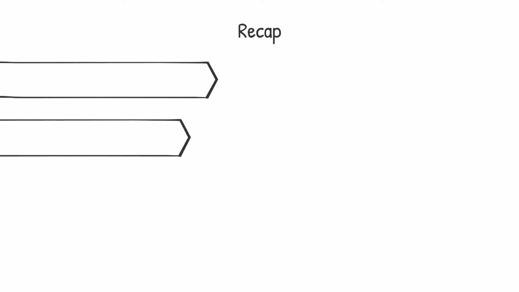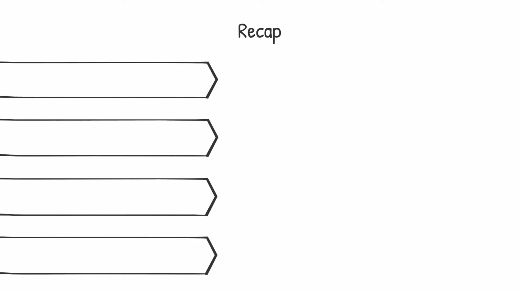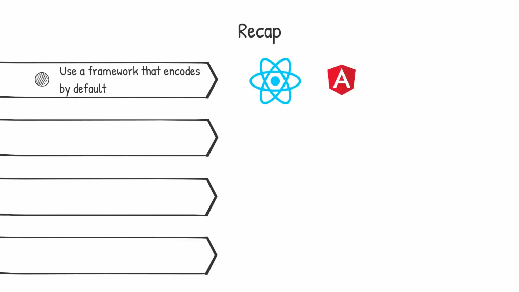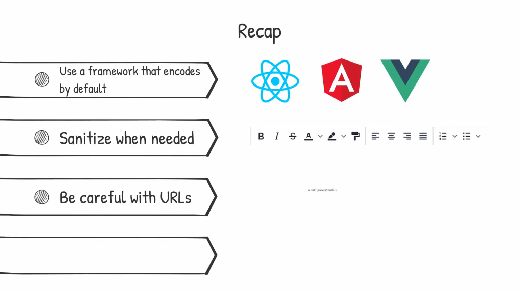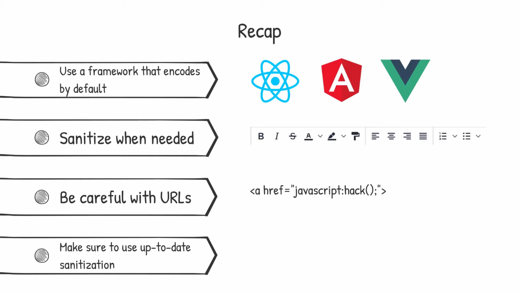To summarize, to protect your application from XSS, there are 4 main steps. First, use a framework or a template engine that encodes by default. Second, if you need to bypass the encoding, always sanitize the output, and use a library for that. Don't reinvent the wheel. Third, be very careful if you have dynamic URLs whose content comes from user input. And finally, be sure to upgrade the libraries you use for encoding and sanitization.